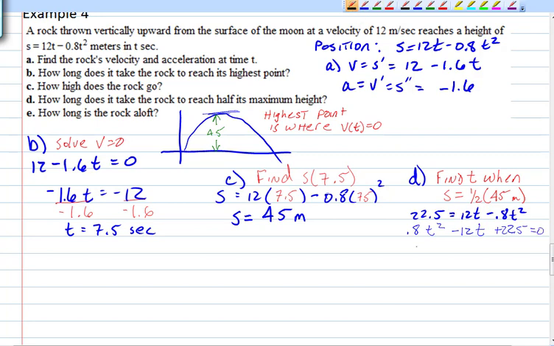Do you remember how to solve a quadratic equation? It's negative b plus or minus the square root of b squared minus 4ac all over 2a. What is a equal to in this problem? 0.8. b is equal to negative 12, and c is equal to 22.5. When you plug this into your calculator, you're going to end up with two answers. One of them is t equals 2.2. The other one is t equals 12.8.